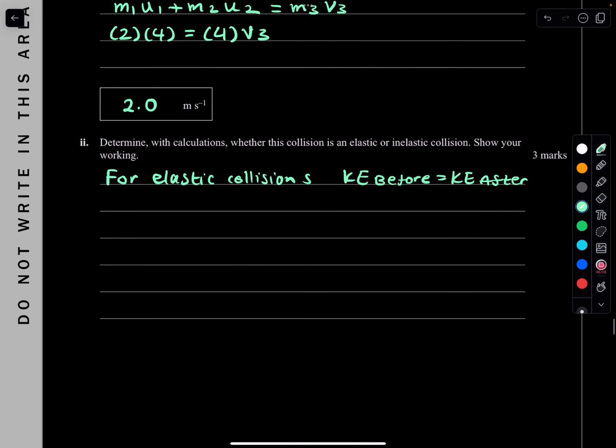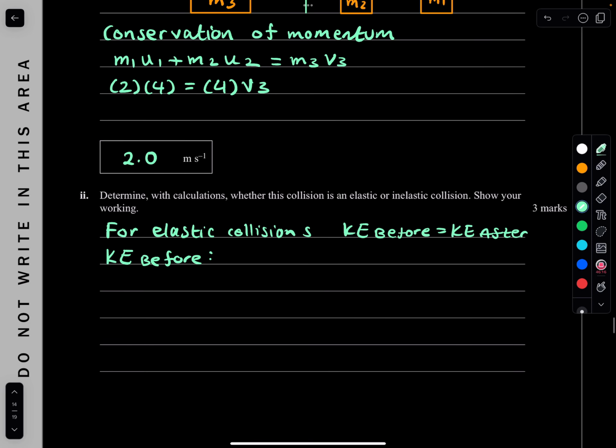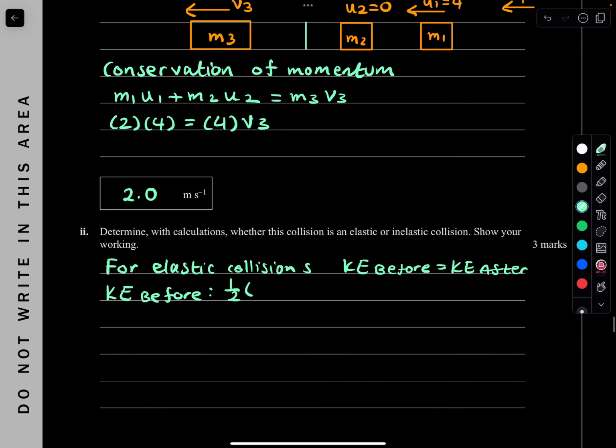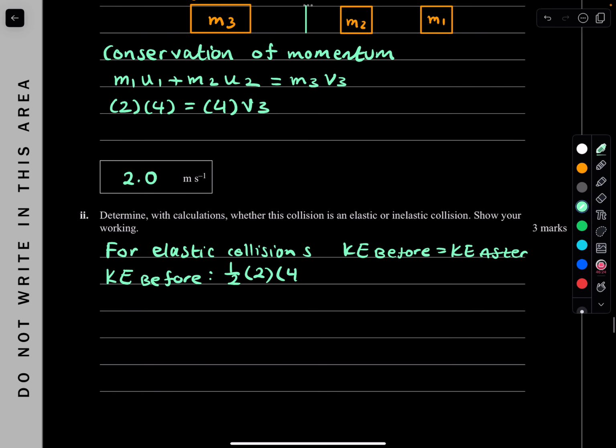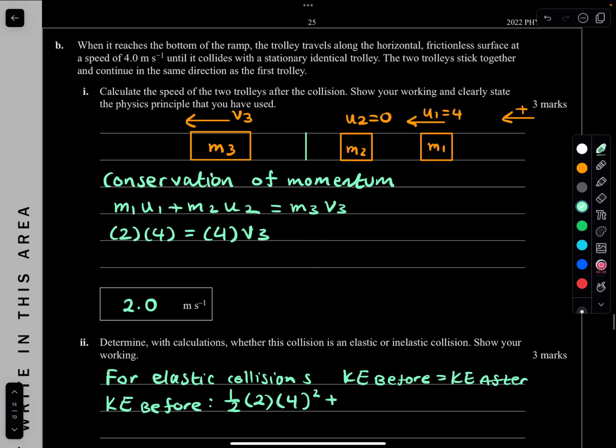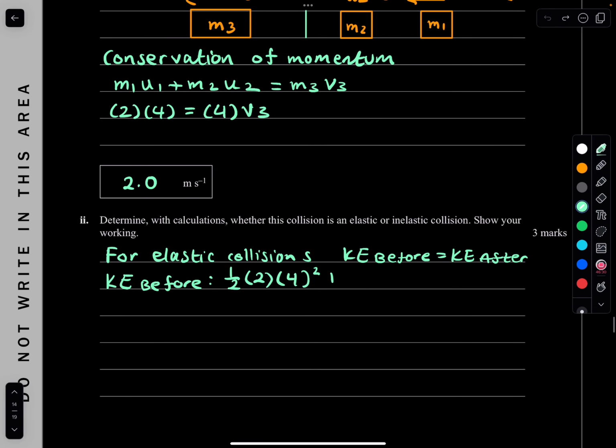So what's the kinetic energy before? Let's calculate that first. It's going to be half mv squared, so half the mass of m1, which is 2. What was the velocity it was going? It was going at 4. Yep, 4 squared. Plus, the other one has no kinetic energy because it has a velocity of 0. So overall, your energy is just 16 joules. That's your kinetic energy before.